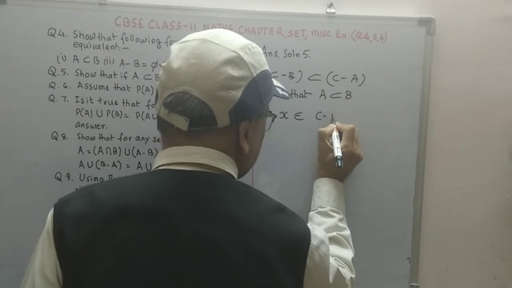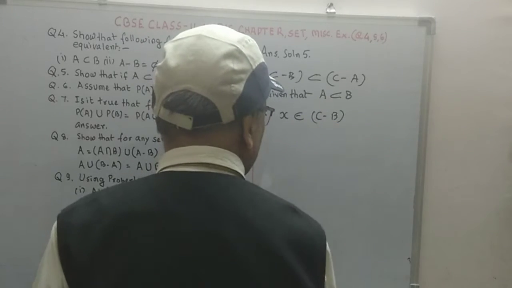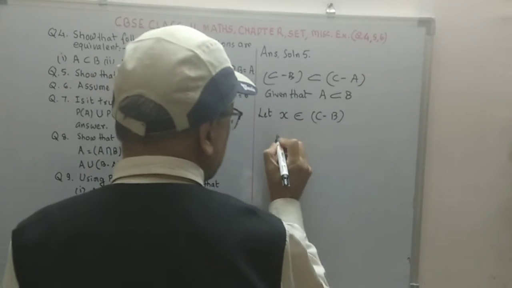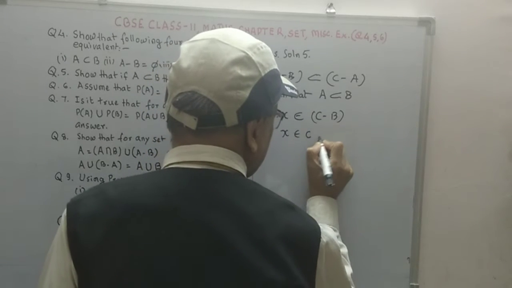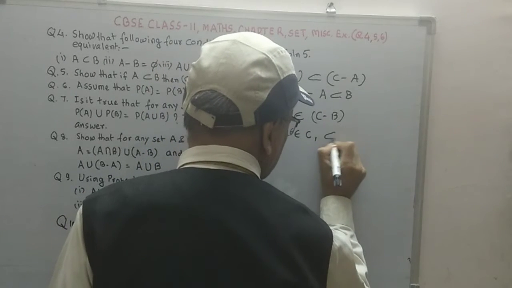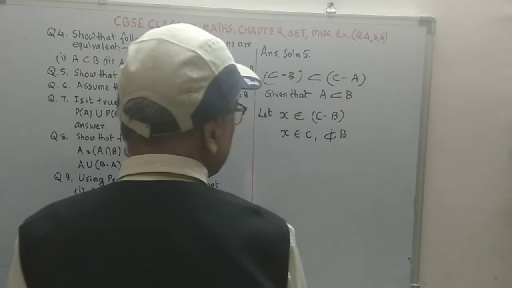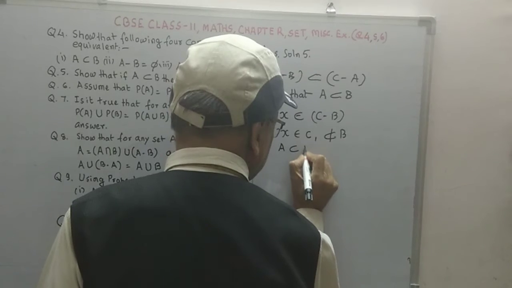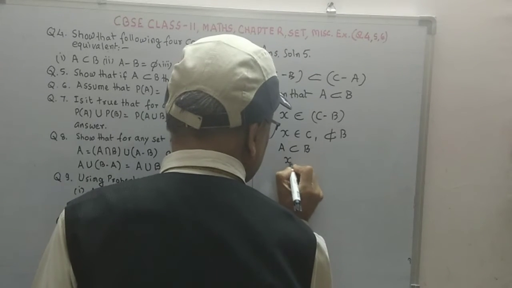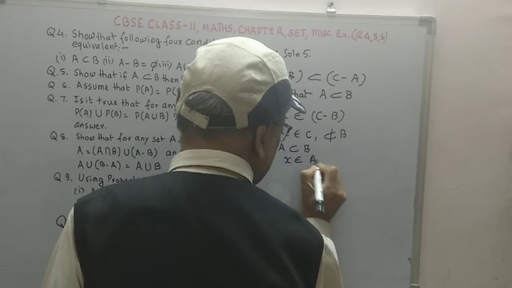C minus B. Once X belongs to C minus B, X also belongs to C but does not belong to B. And as A is subset of B, X does not belong to A.